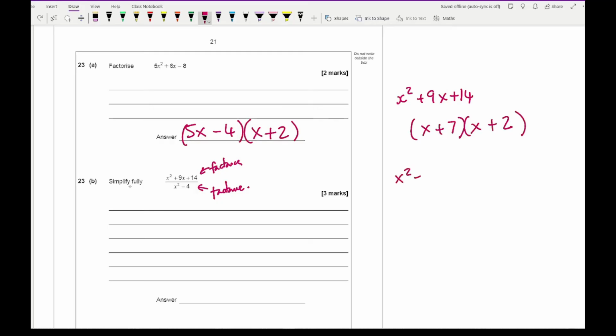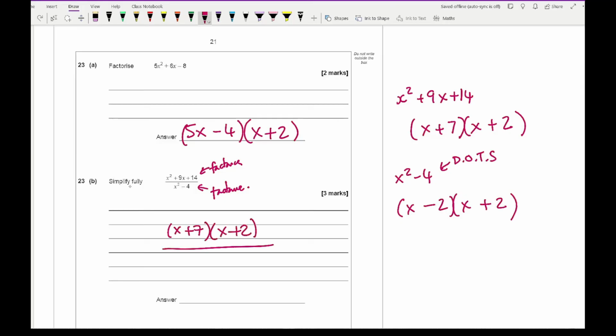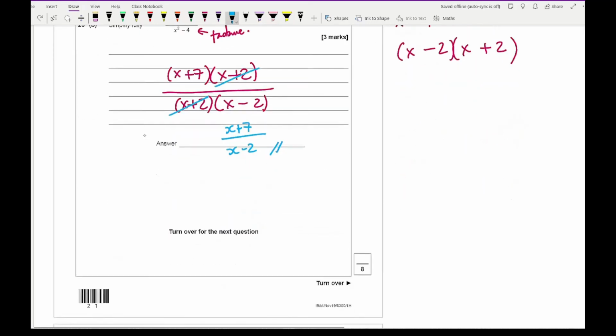For x squared minus 4, well, this is going to be a difference of two squares. So that's going to be x to get x squared, and what do you need to square to get 4? That's going to be 2, so I've got a plus and a minus. Again, order doesn't matter. So from this, what I've got is x plus 7, x plus 2 over x plus 2, x minus 2, and you can see that the x plus 2's are going to cancel, leaving me with an answer of x plus 7 over x minus 2 as my final answer.